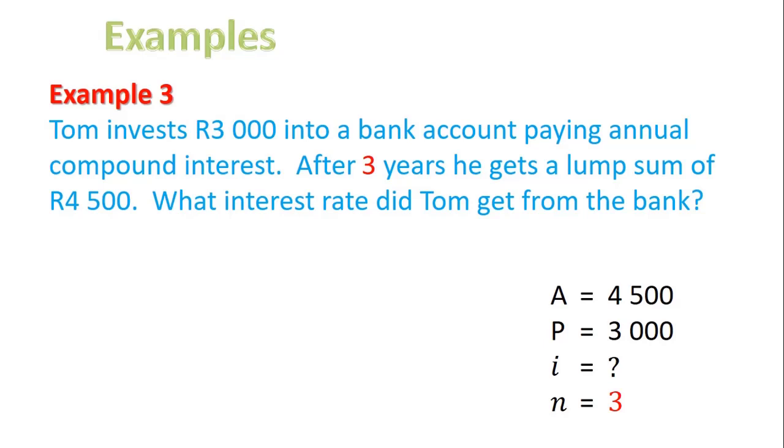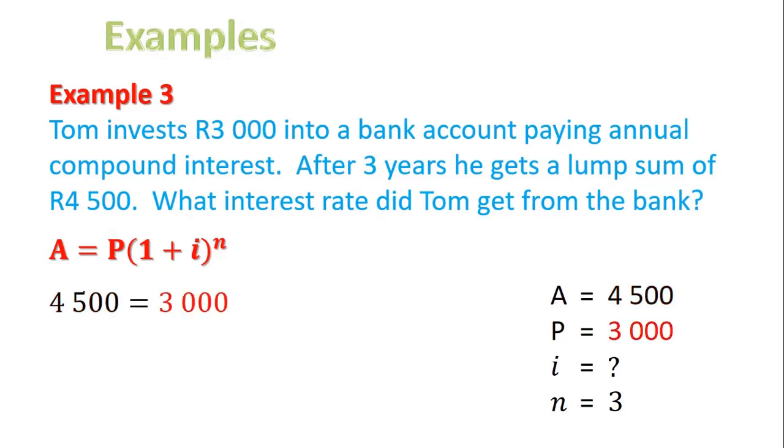Let's write down our compound interest formula. So A equals P times (1 plus I) all to the power of N. Now we fill in the values in place of the letters. So my A is 4,500 equals, my P is 3,000, then open brackets, 1 plus, my interest rate is what we're looking for, and so we just leave it as an I, close bracket, and it's all to the power of 3.